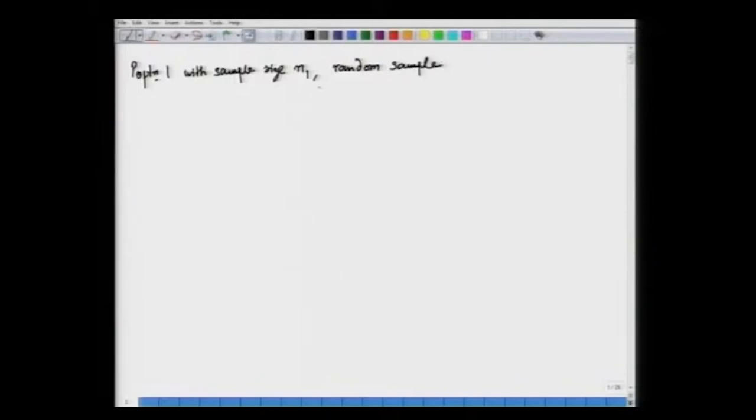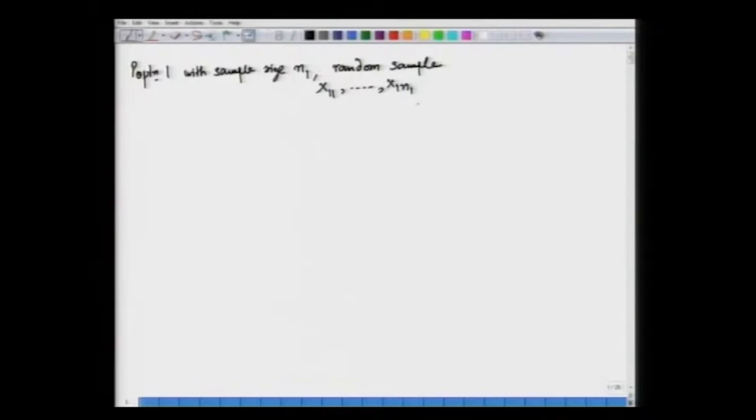These are being denoted by x11 to x1n1. Note that we have two subscripts now. The first one pertains to the first population, that is why it is 1 throughout, and the second subscript is for the number of observations within that population. So, we have this random sample x11 to x1n1, each from the p variate normal with mean mu 1 and dispersion matrix sigma.